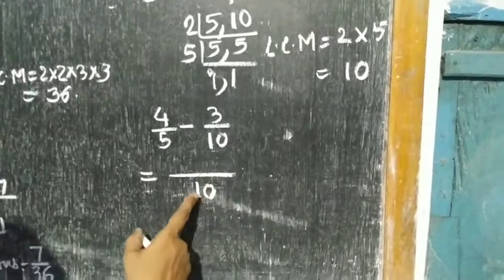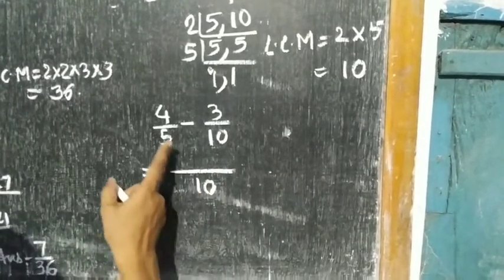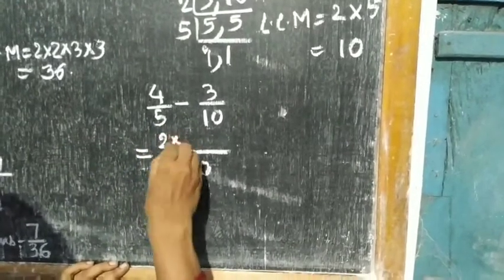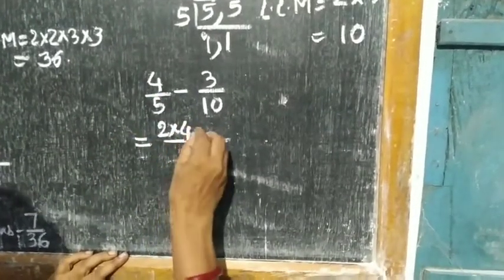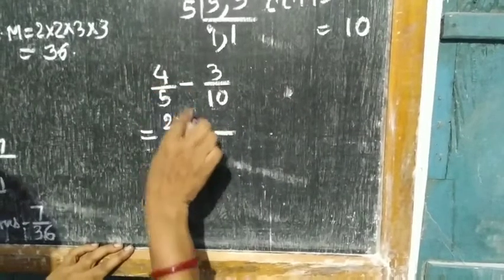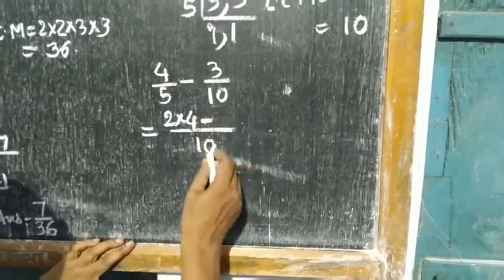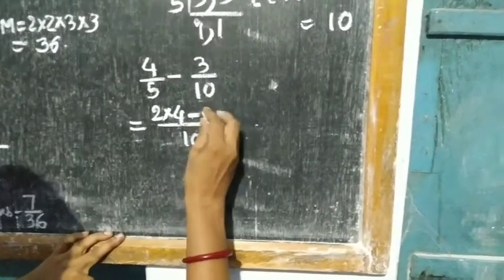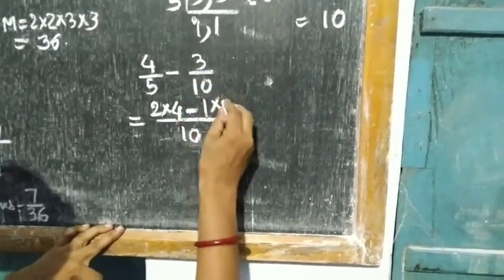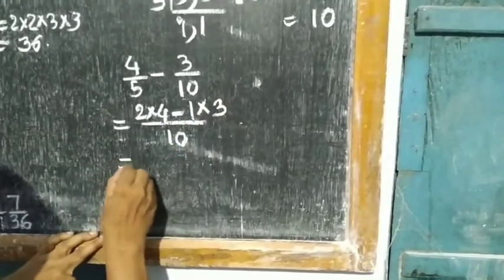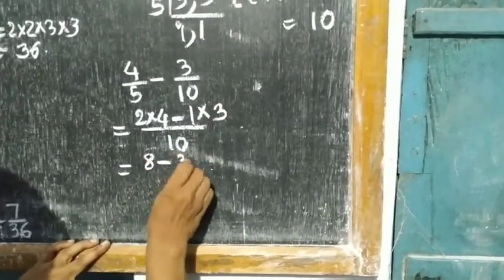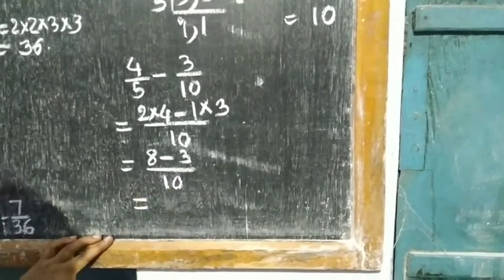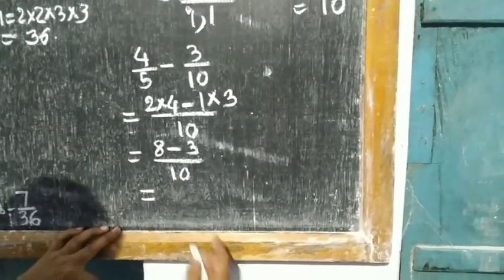Now you divide this 10. 10 is divided by 5. So 10 divided by 5, 2 into 4. Then you have to write the numerator 4 minus, then 10 divided by 10. 10 divided by 10, how much? You are getting 1. So 1 into the numerator 3. So 4 twos are 8 minus 3 by 10. So 8 minus 3, 5.